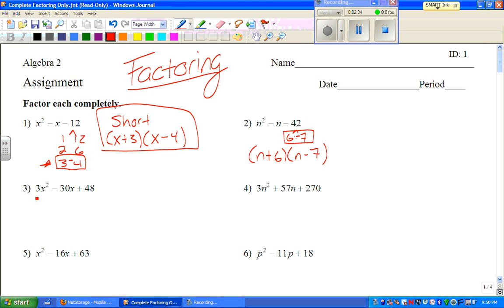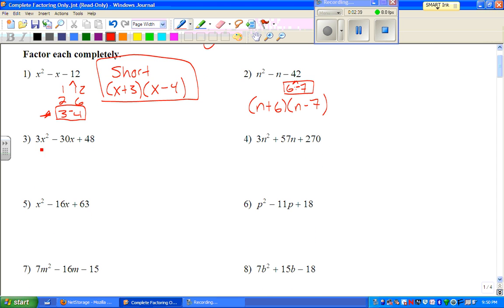Now, when you look at number 3, it looks more challenging, okay, because you have a number next to your x squared. You have a 3 here. So before you guys start doing the long method, and we talked about that one, look at all my numbers. I got 3x squared, I've got negative 30x, and I've got 48. All of these are actually divisible by 3. So let's take out and let's divide them by 3.